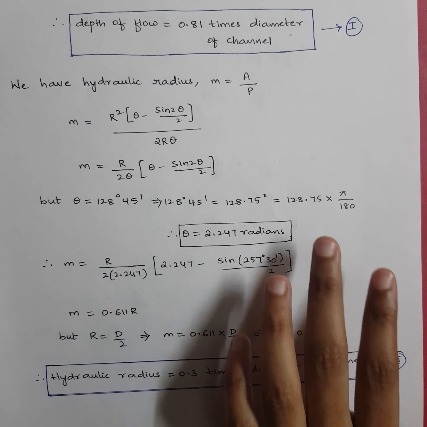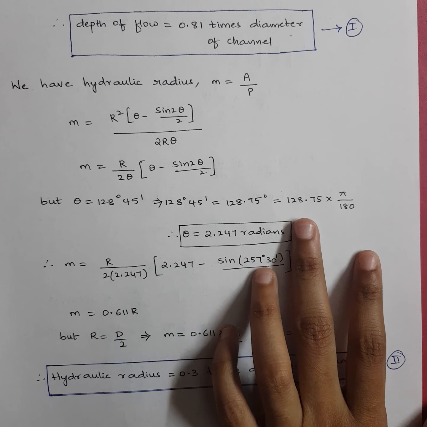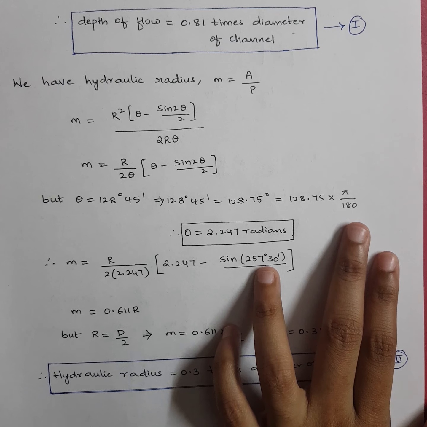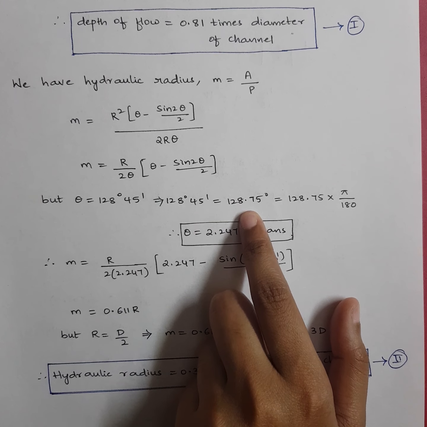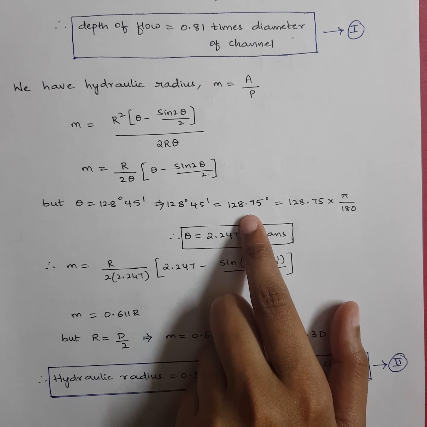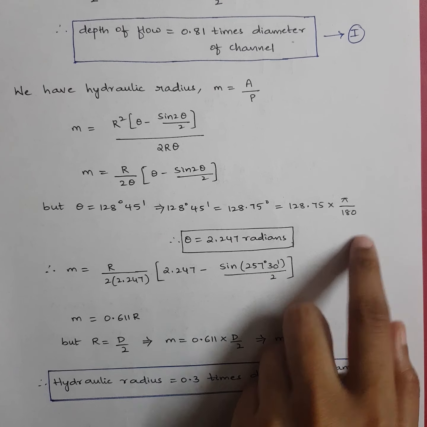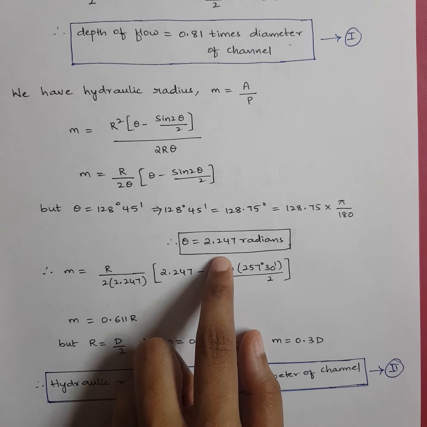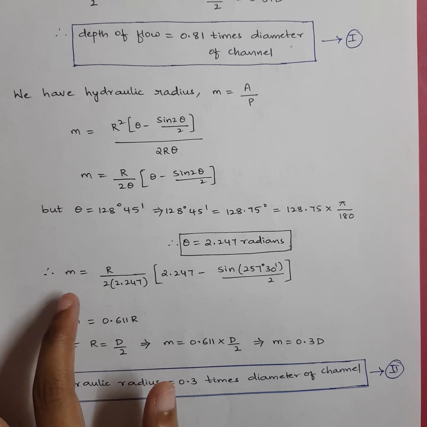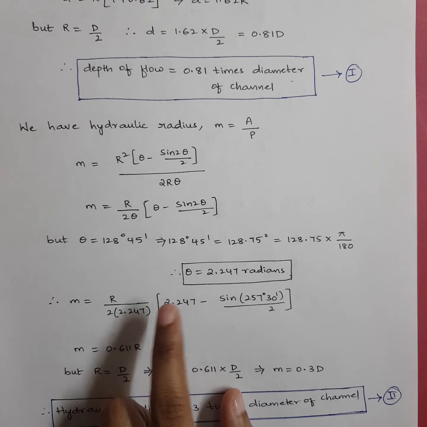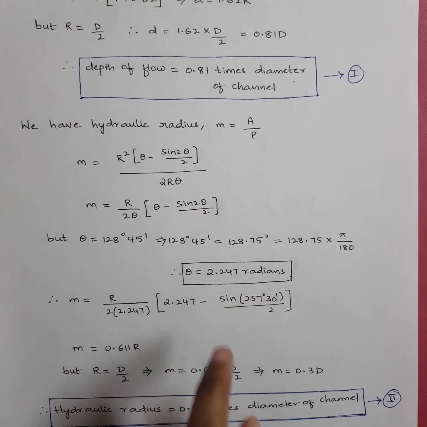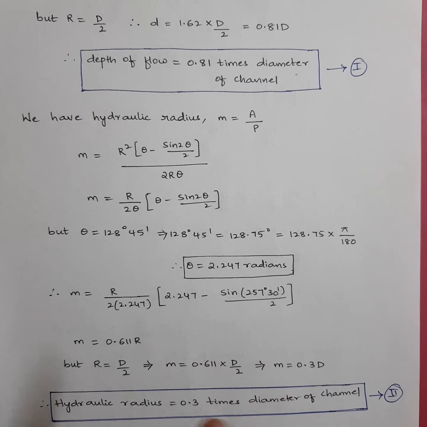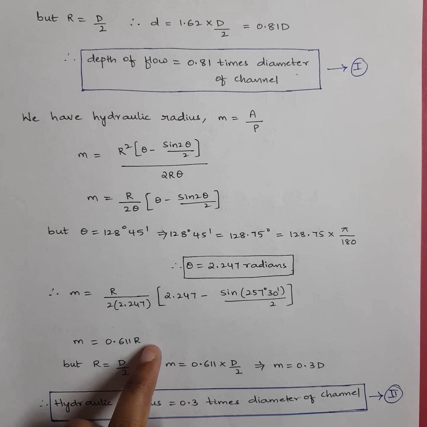Otherwise I am explaining once again. So given angle into pi by 180 will convert into radians. So 128 degrees 45 minutes means 128.75 degrees. That into pi by 180 came out to be 2.247 radians. Now I'll just substitute here. M is equal to r by 2 into 2.247 minus sine of 2 theta, which is directly given to me, 257 degrees 30 minutes, by 2. Simplify, you'll get m as 0.611 r.